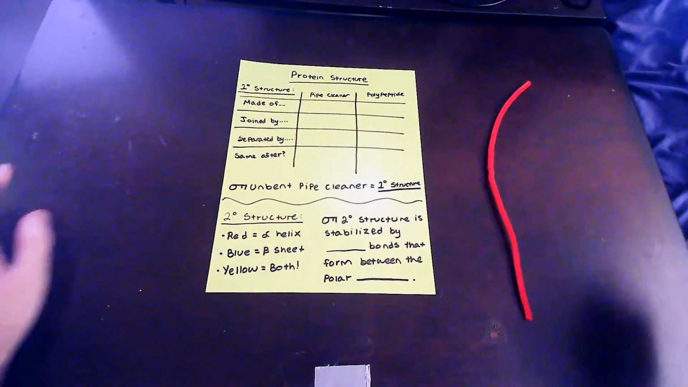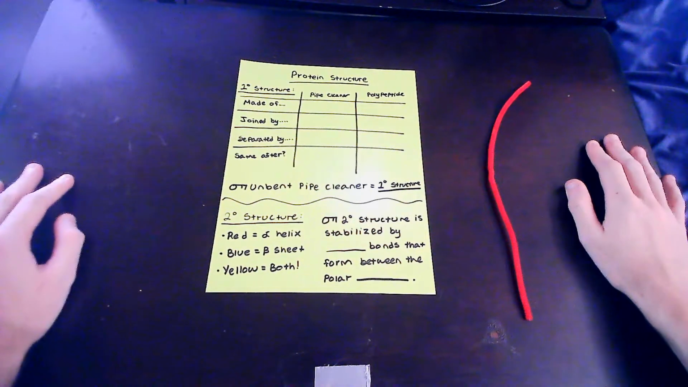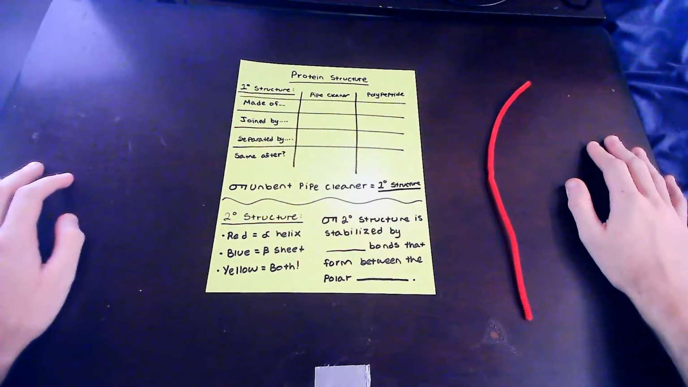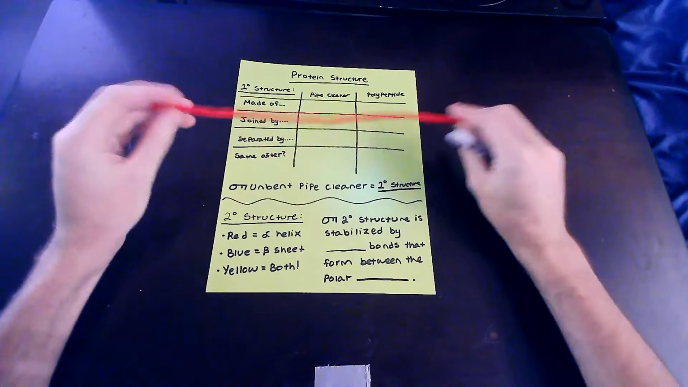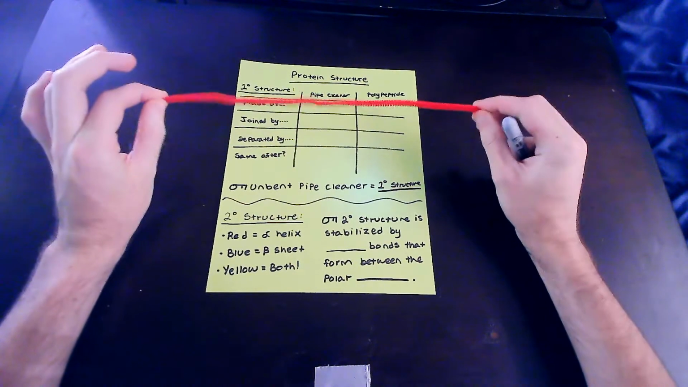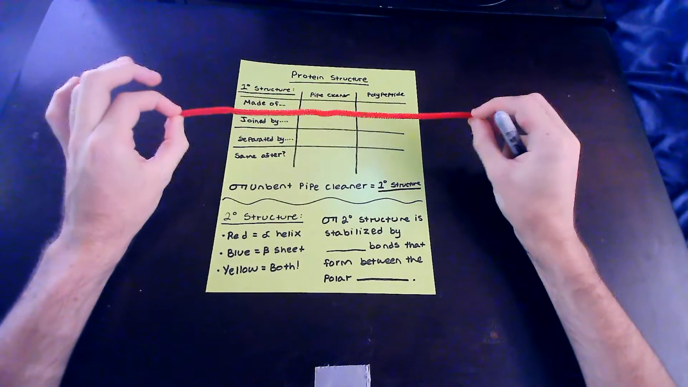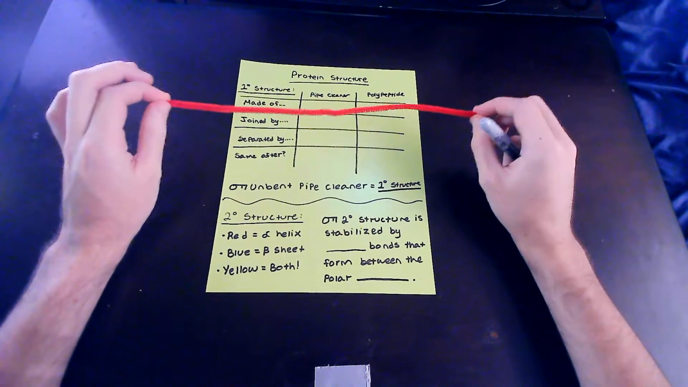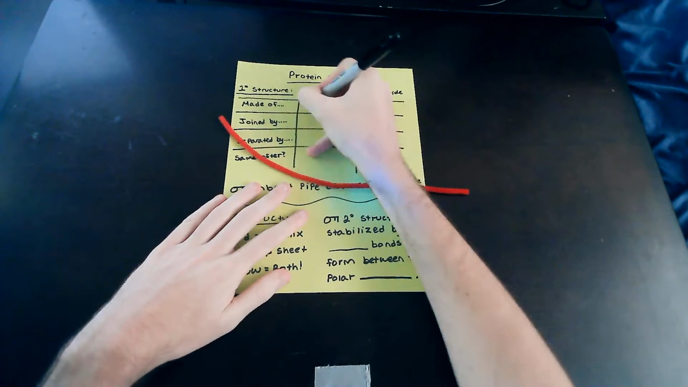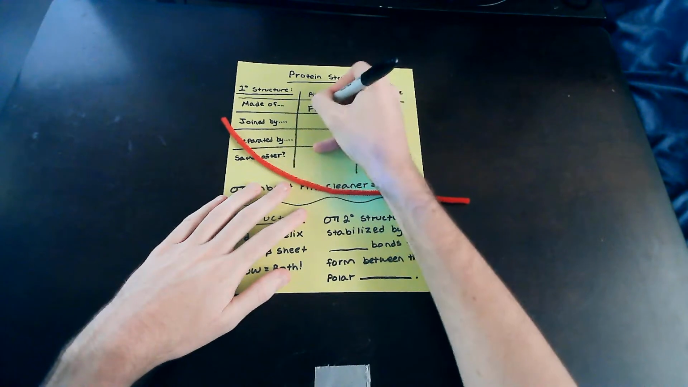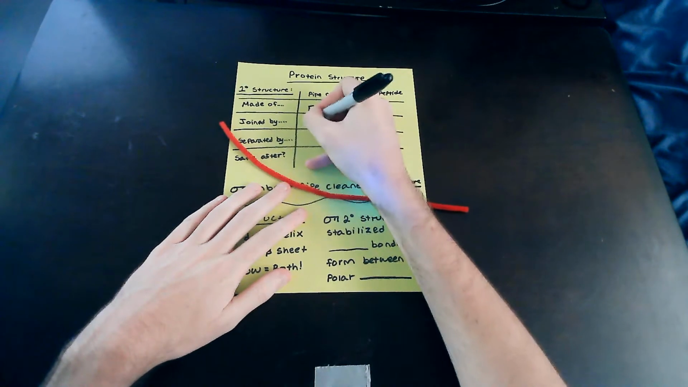Alright, so in this video we're going to go over protein structure, primary through quaternary, and we're going to do so with the help of pipe cleaners. So, what are pipe cleaners made of? They're made of fuzz and wire, right? So, they're made of fuzz, and they're joined by wire.